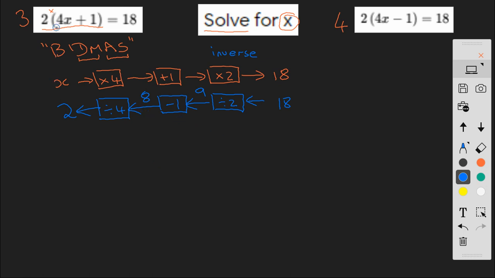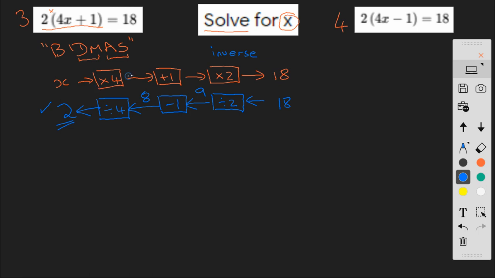And let's check that. 4 2s are 8. 8 plus 1 is 9. 9 times 2 is 18. So we can see that that is the correct answer. And we could go through a similar process with question 4. So that's the general principles of what's going on.